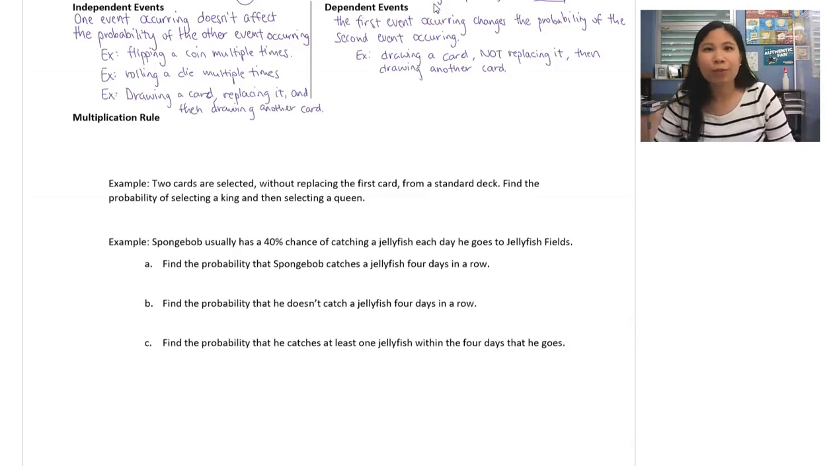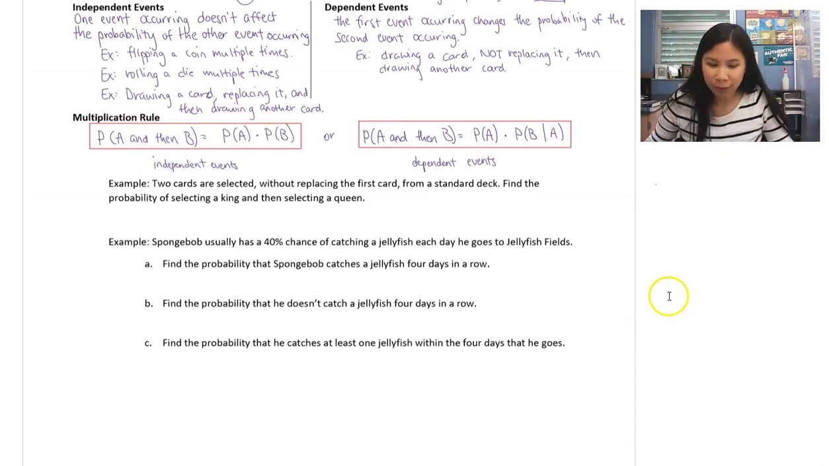So the multiplication rule is used when we're trying to do multiple things at a time. Like we've been talking about flipping a coin multiple times, rolling a die multiple times, drawing a card, and then picking another card. So anytime you're taking multiple actions, that's when you use the multiplication rule. So think multiple actions, multiplication rule.